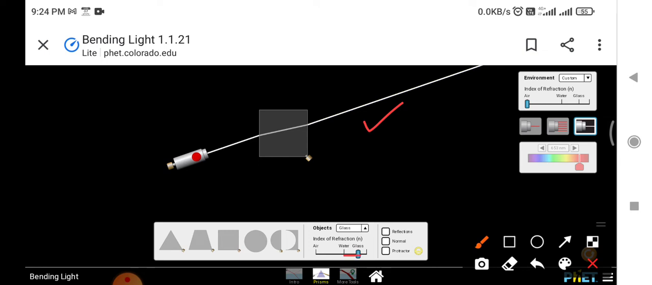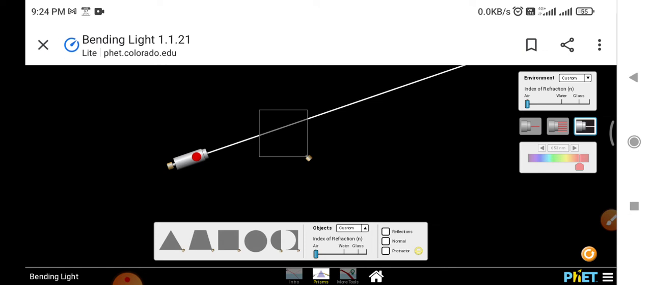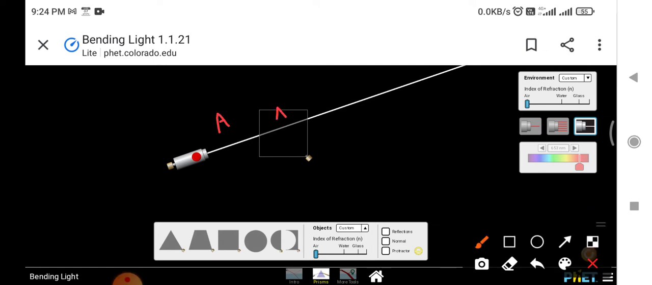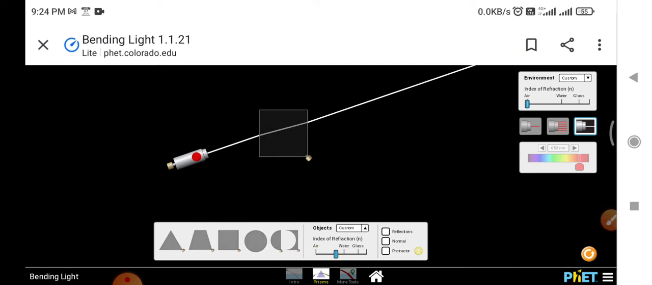If you take a water glass slab and an air glass slab, this is also air and this is also air, so there is no refraction. If I change the medium from air to water, you can see the refraction in the medium.